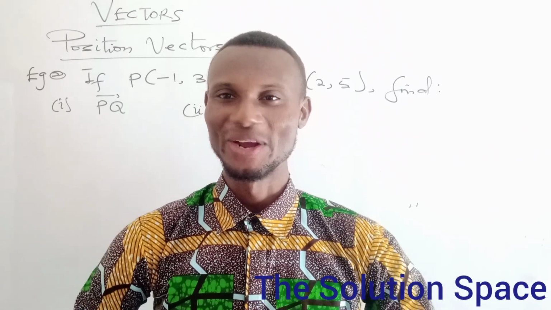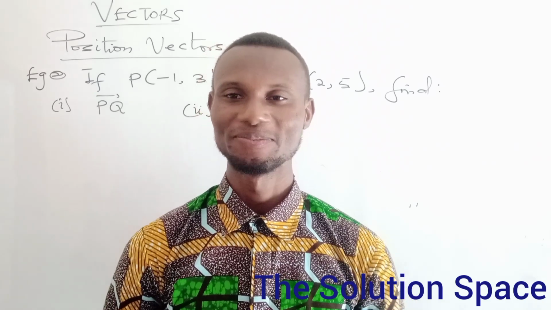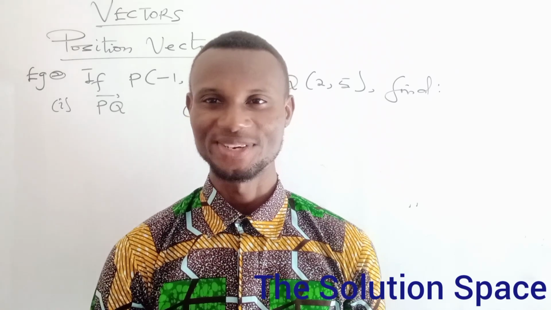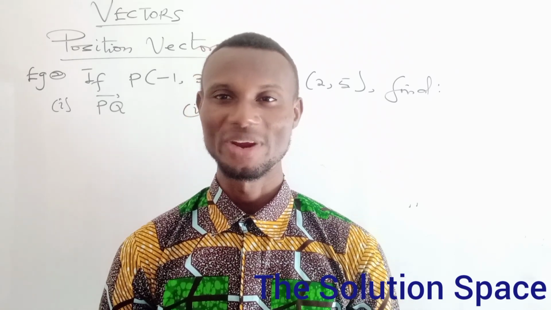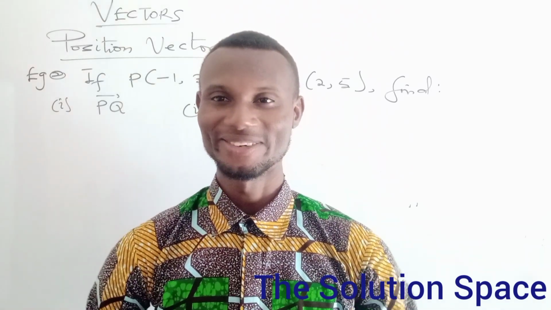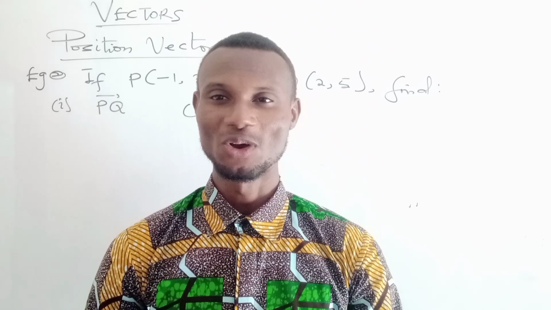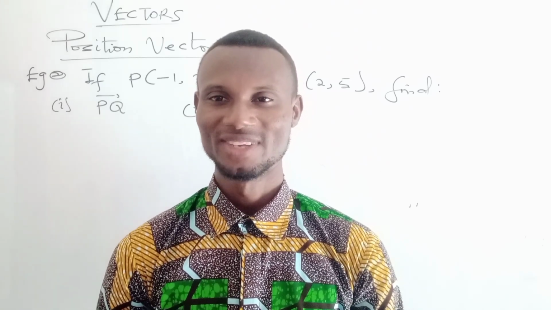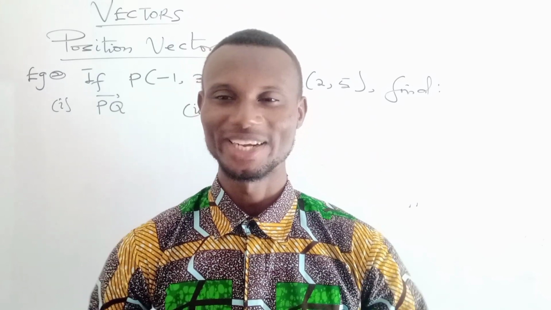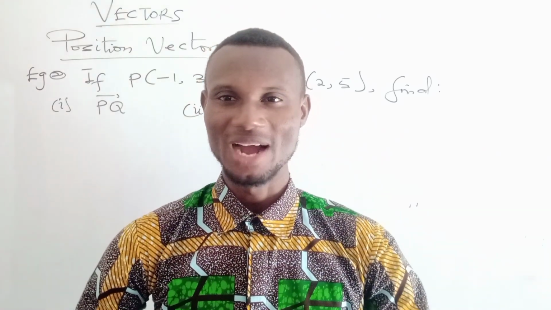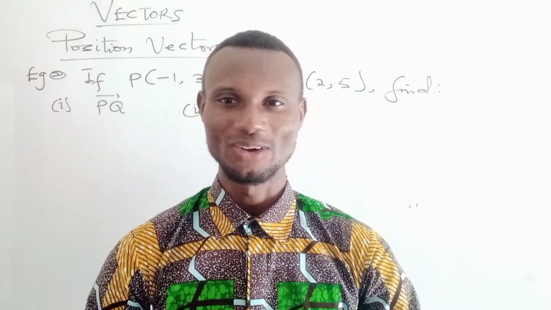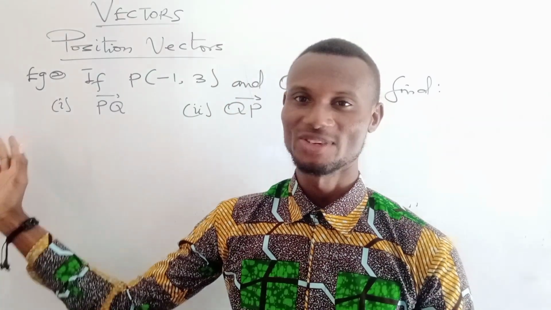Welcome again to the continuation on the position vectors that I started with you in the first video. In the first video, we started learning about position vectors, we did a detailed explanation on it, and we also solved an example on it. I hope you understood it and enjoyed the lesson as well. So in this video, I want us to solve another example so that you get a perfect understanding of it. So this is example 2, as you can see from the board.